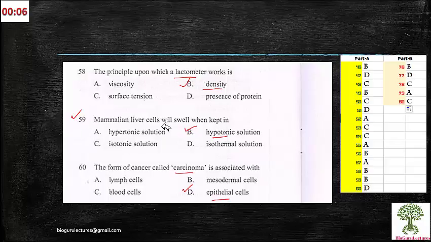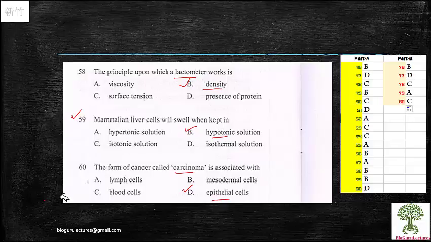And next, 59th one, mammalian liver cells swell when kept in a hypotonic solution, as it will have less concentration in the surroundings. The mammalian liver cell will take in the contents, and hence it swelled. 60th one, the form of cancer called carcinoma is associated with epithelial cells. That's it, end of part A.